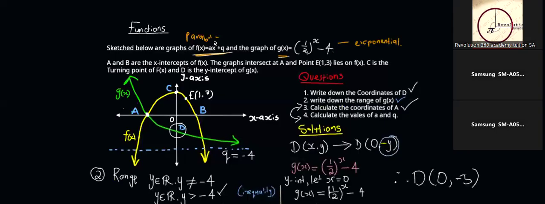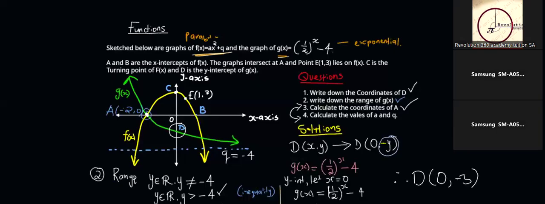So now let's write our coordinate for A. You have an insight to say, you know what? The coordinate of A, you got it, it's (-2, 0). So since (-2, 0) is the coordinate that lies both on the equation of a parabola as well as the equation of an exponential function, it means now they want us to find the values of a and q. So a and q is this one right here.